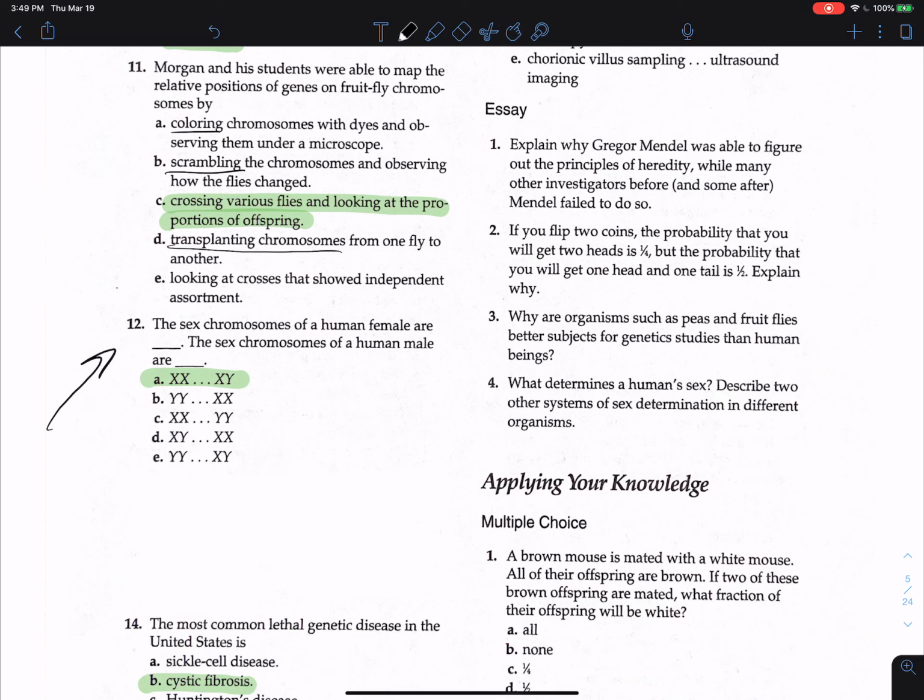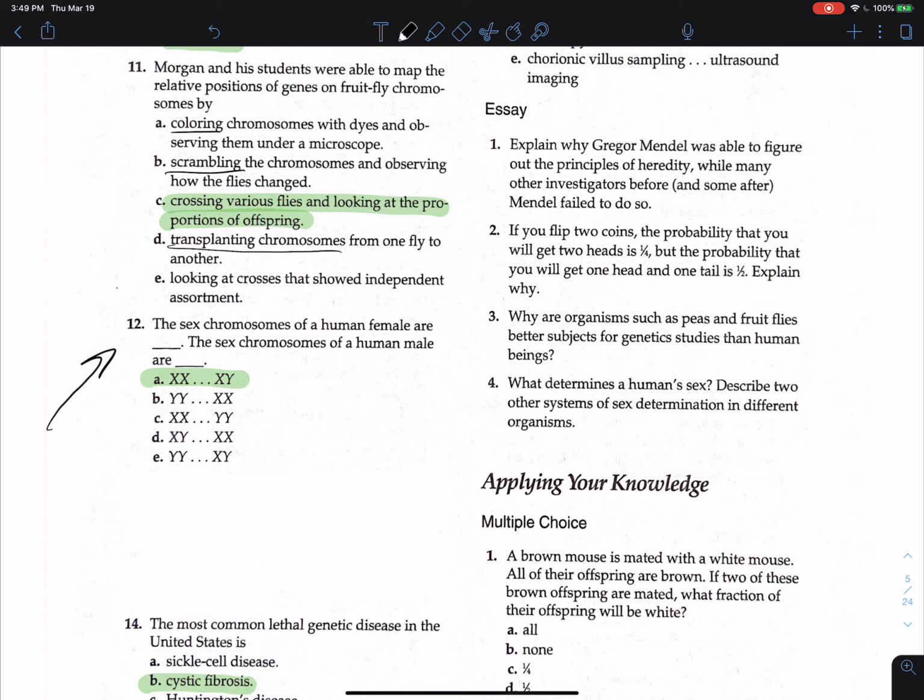So there's that. This works differently in other organisms, right? Not all organisms happen to have things work out like this. Let me think of some examples.